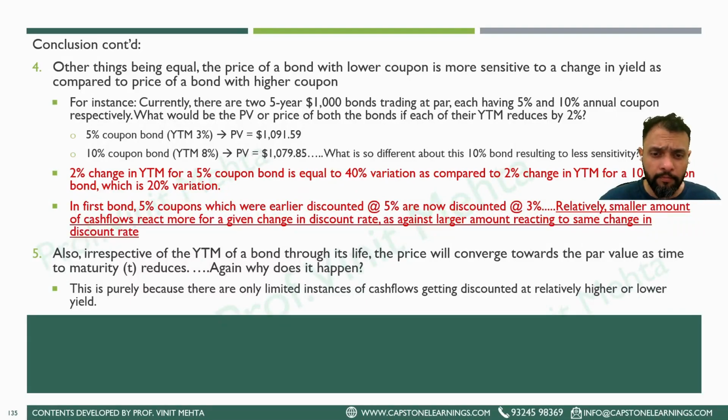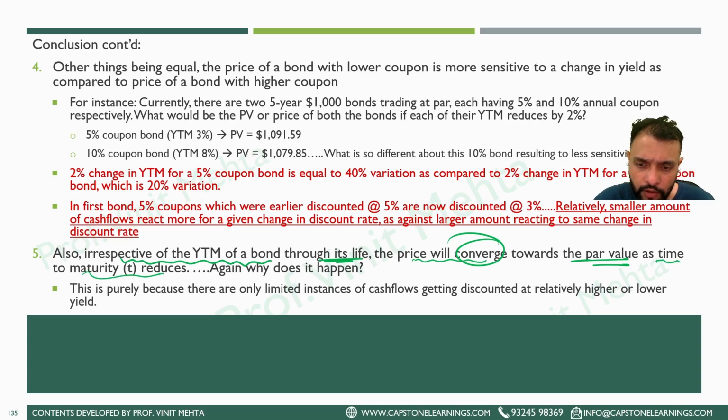One of the most important conclusions or properties of a bond: irrespective of the YTM of a bond through its life, the price will converge towards the par value as the time to maturity reduces. As and when time passes, whether it is a premium bond, a discount bond or a par bond, it will approach the par value.